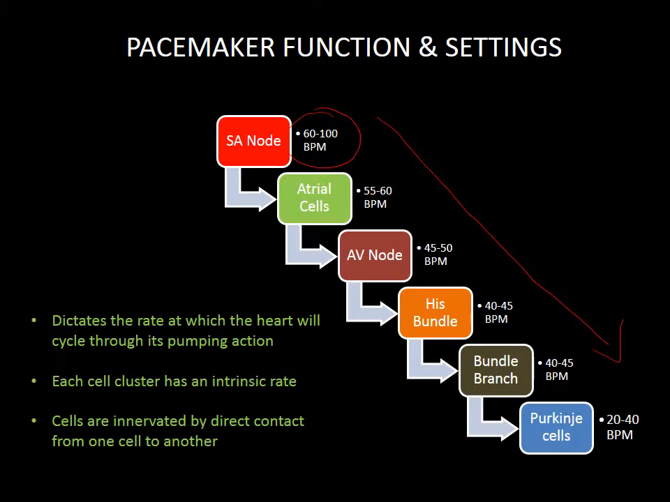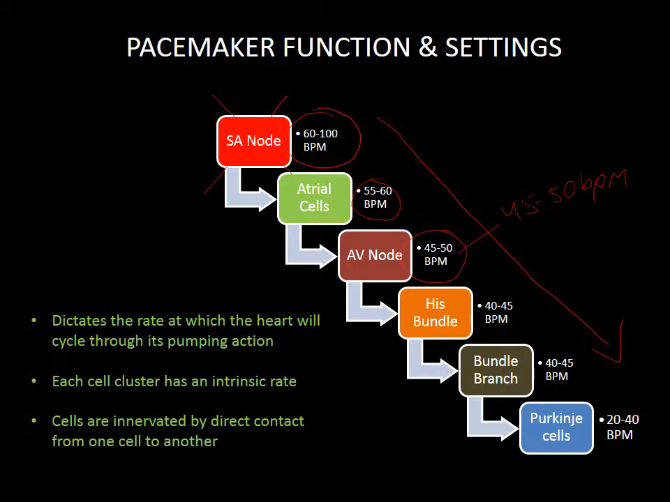If the faster pacer doesn't fire for some reason, which could be the SA node, or the AV node, or the bundle of His, the next fastest will be there as a backup to ensure function that is as close to normal as possible. So if we see that the SA node is failing, our next rate could be the atrial cells, 55 to 60 beats per minute, or the AV node will be picking up the slack for the SA node, and we'll be looking at 45 to 50 beats per minute.